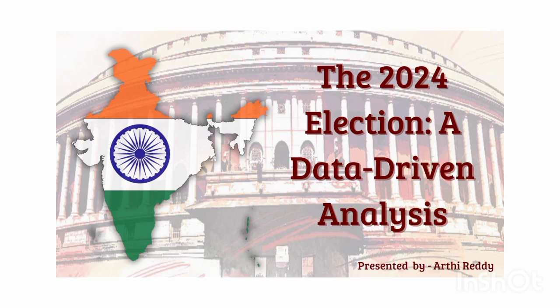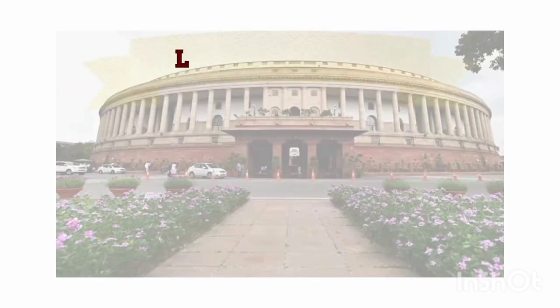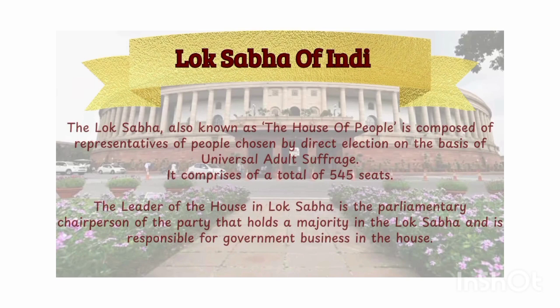The Lok Sabha. The Parliament of India is a bicameral legislature comprising the Rajya Sabha, or the Council of States, and the Lok Sabha, that is the House of the People. The Lok Sabha is composed of representatives of the people chosen by direct election on the basis of universal adult suffrage. The Lok Sabha comprises 545 seats, wherein 543 seats are up for elections.